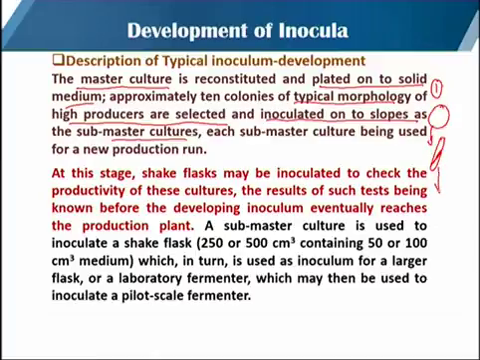So slant, then to flask. At this stage, the shake flask may be inoculated to check the productivity of these cultures, the result of such tests being known before the developing inoculum eventually reaches the production plant. So a submaster culture is used to inoculate the shake flask, a 250 to 500 ml flask that contains about 50 to 100 ml medium.